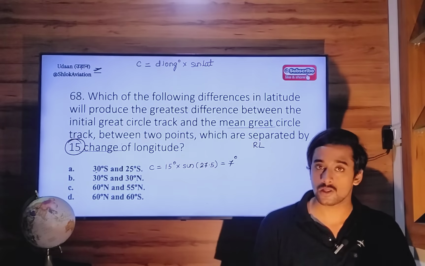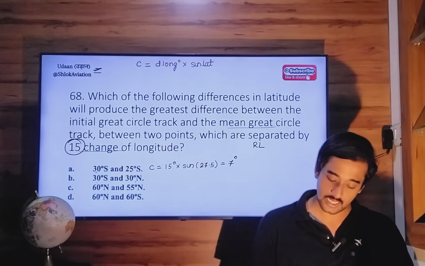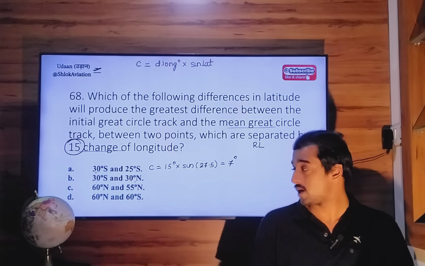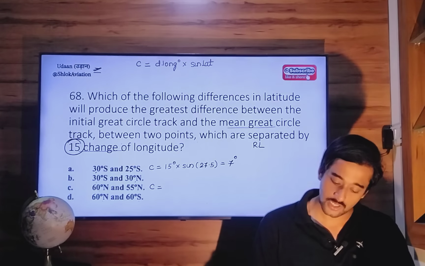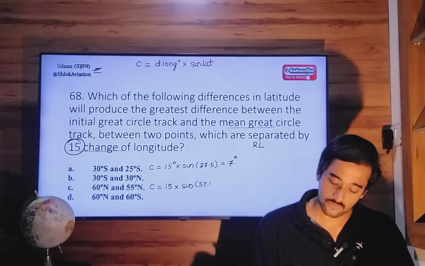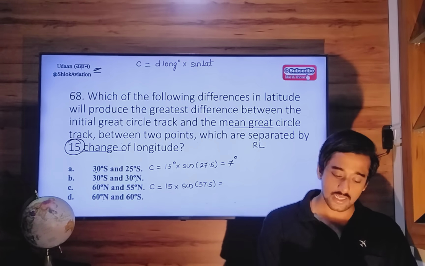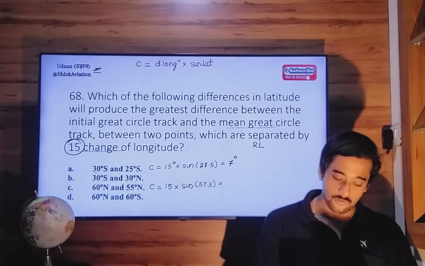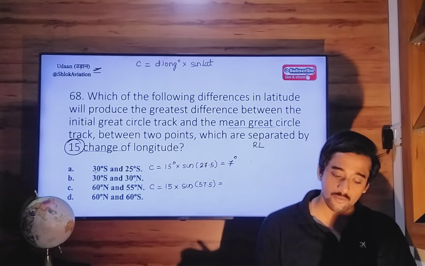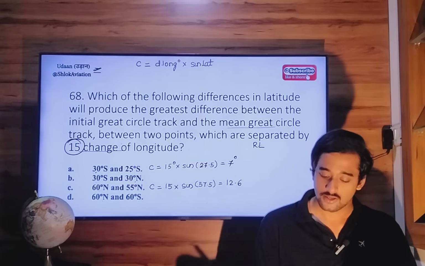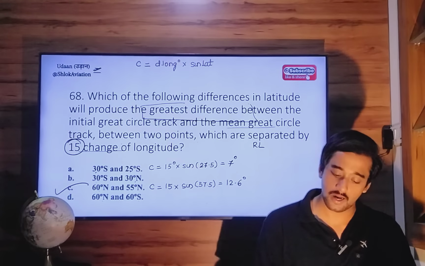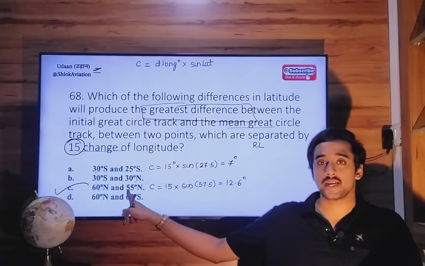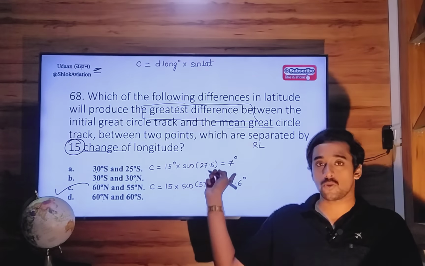30 south, 30 north is inapplicable, different hemisphere. 60 north, 60 south also inapplicable. 60 north, 55 north here. Convergency will be 15 into sine of 57.5. So sine 57.5 into 15 is 12.6 degrees. So correct answer will be option Charlie. Greatest difference is produced by these two latitudes. Okay, 12 is more than 7.